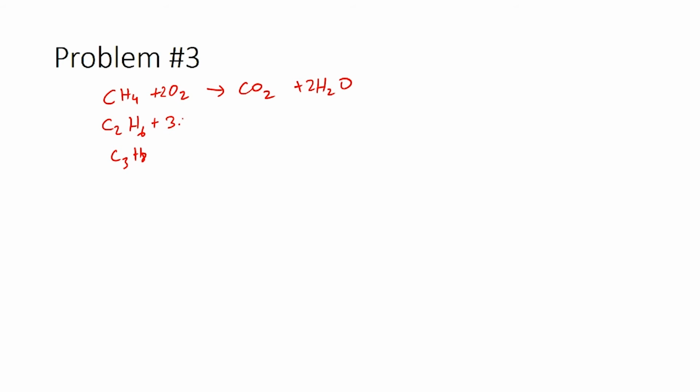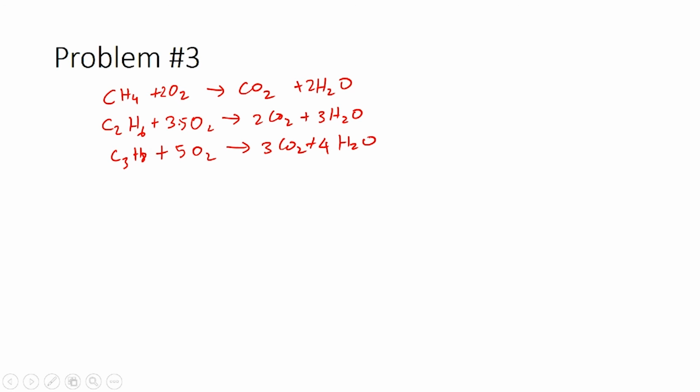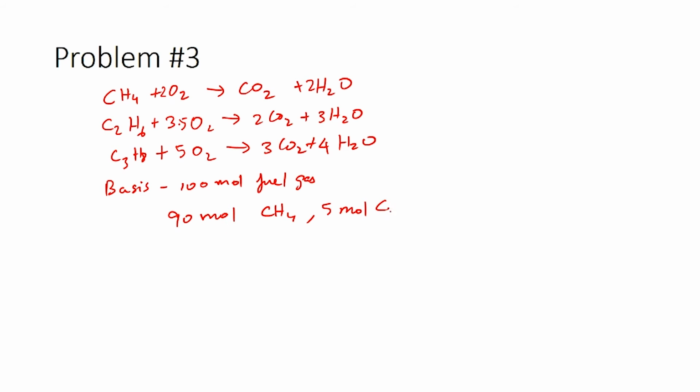So, similarly the balanced equation for combustion of ethane would be ethane plus 3.5 oxygen gives 2 CO2 plus 3 H2O, and for propane it would be for 5 O2 it forms 3 CO2 plus 4 H2O. So, we are asked to assume a basis of 100 moles of fuel gas. So, we will do that. So, basis is 100 moles of fuel gas. So, this would contain 90 moles of methane, 5 moles of ethane and 5 moles of propane.